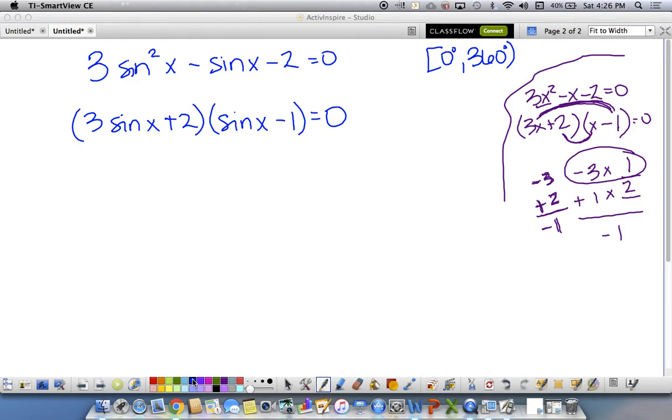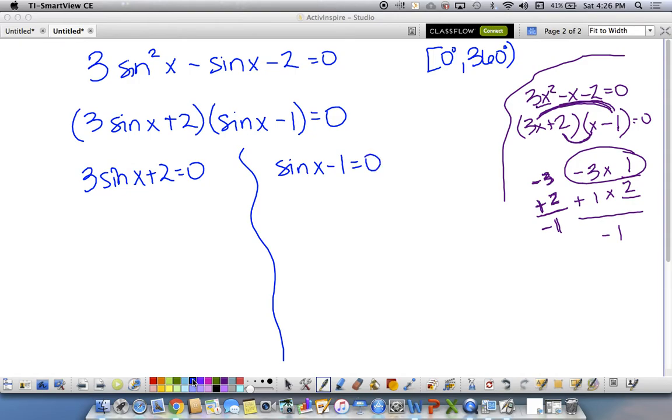That's okay. Solving now for sine x, I would say 3 sine x plus 2 equals 0. I'm going to go ahead and draw my dividing line, and I'm going to have sine x minus 1 equals 0. I can already tell which one side is going to be a little easier to solve. Okay, if you want to go ahead and start there, do it.